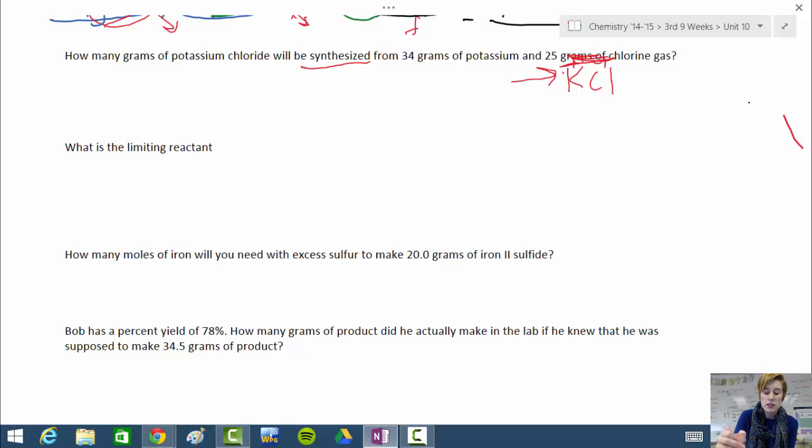But what are the reactants? That's the product. What are the reactants? It says it's synthesized from, or produced from, potassium. Okay, so that's just K. And then chlorine gas, which is Cl. Now remember, when an element is by itself, it's always just 1, except if it's a diatomic, which chlorine happens to be, so it's going to be Cl2.